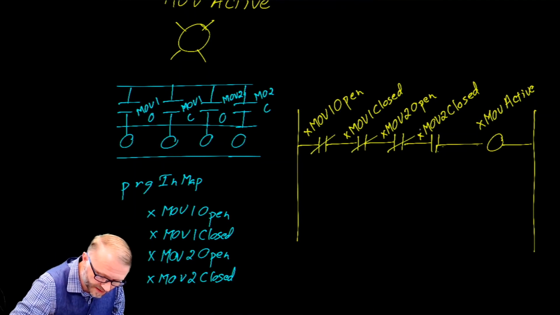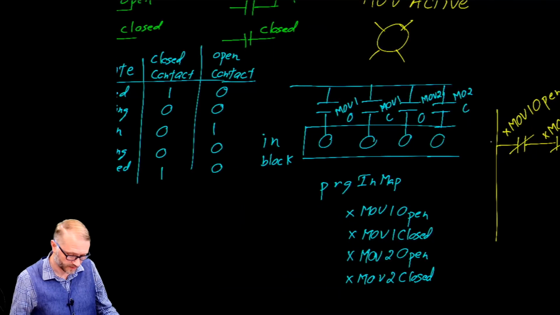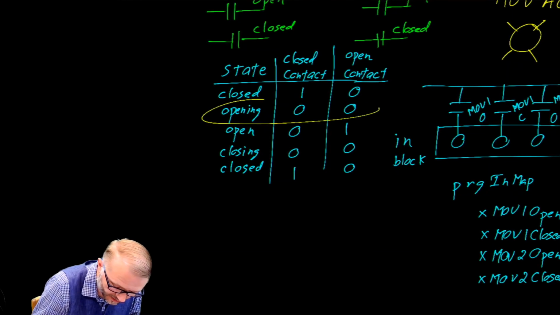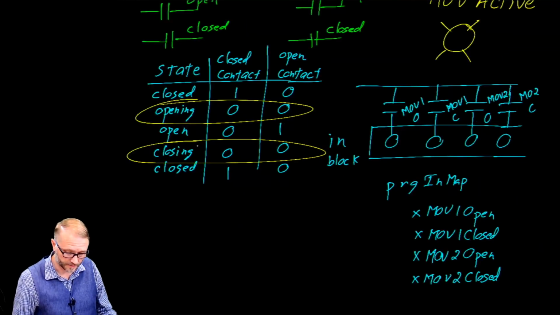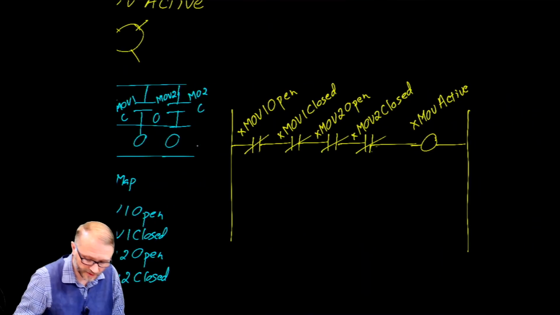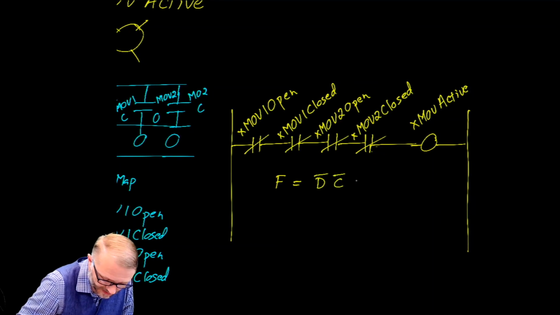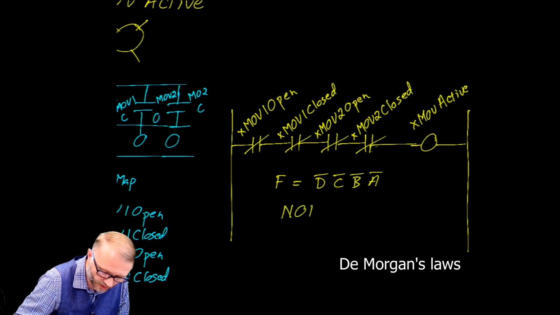Instead, what we want is a condition where if none of the switches are closed, our active light comes on. So let's go back to this. We want a condition where none of the switches are closed. That implies that the valves are opening or closing. And if we were to look at this, our Boolean algebra would tell us that this is D naught, C naught, B naught, A naught. That's the operation. This is a NOR gate.